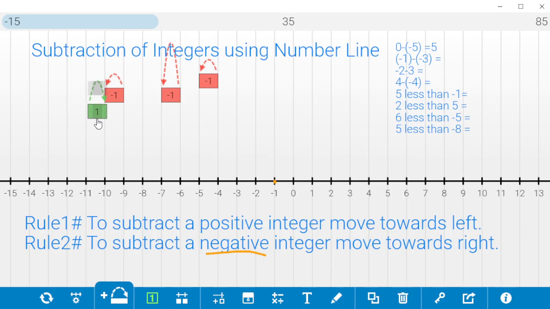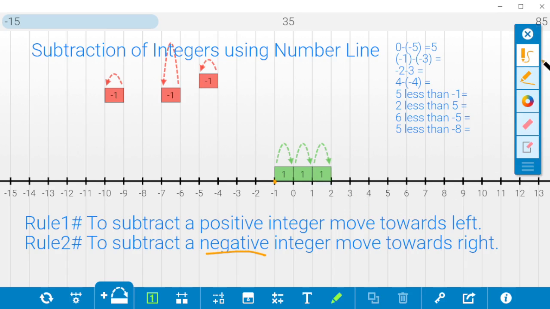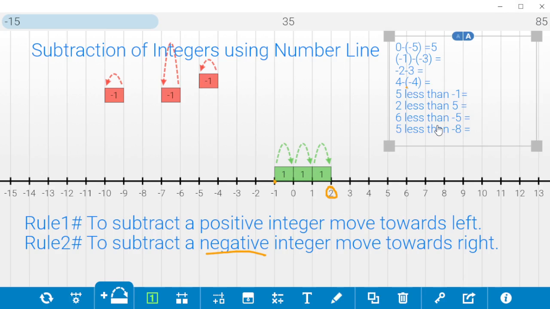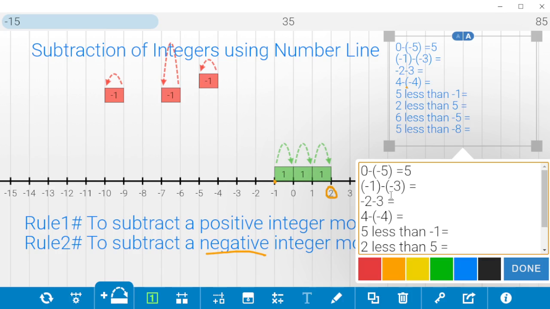This time I will be using this jump tool. So minus 1, moving towards the right direction. So this will be 1, 1. Then it needs to be duplicated 2 more. So this will be 1 and this will again be equals to. So you can see on which integer we are here. We are here at 2. So the answer to this problem, minus 1 minus of minus 3, is 2.